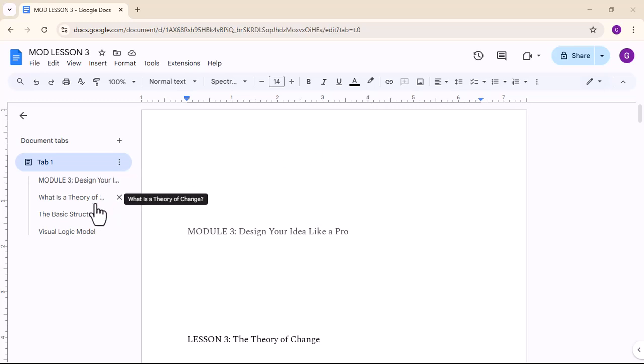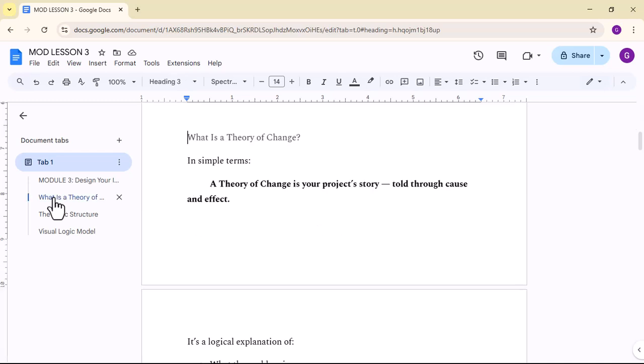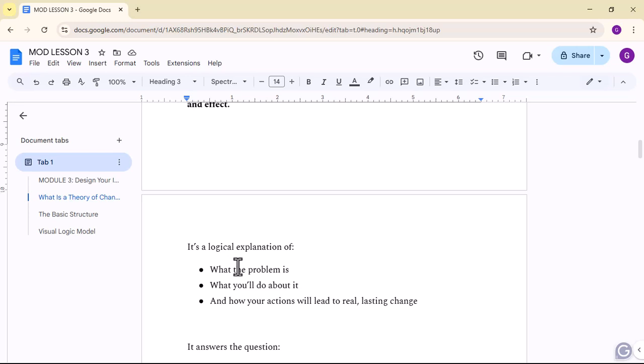So now let's talk about what the theory of change is. In simple terms, a theory of change is your project story told through cause and effect. Let me take that again. What exactly is this theory of change? In its simplest terms, a theory of change is your project story that is told through cause and effect, right?